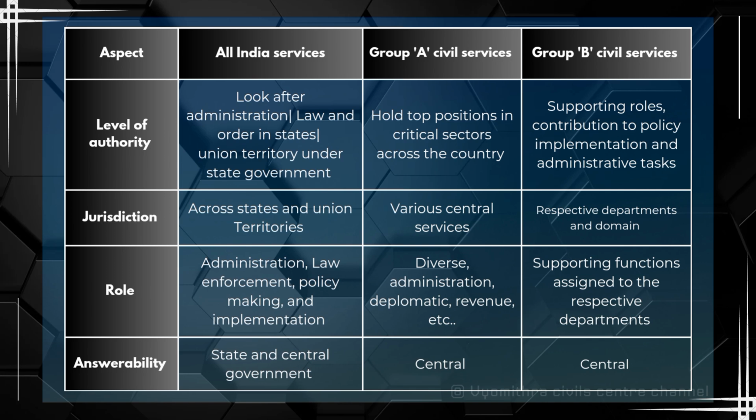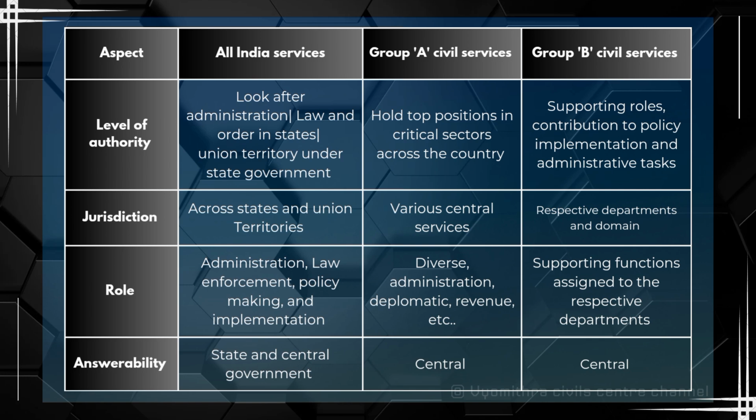Before we see the details of these posts, we want to see in which way these posts are categorized. To know that, we want to compare these three types of services. By knowing their aspects, we can know how they are categorized. Aspect 1. Level of Authority.